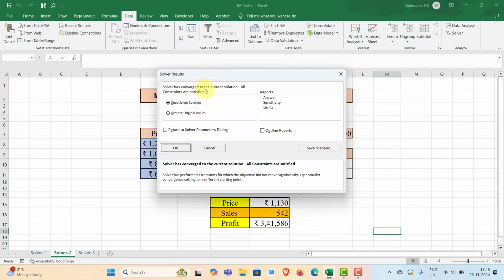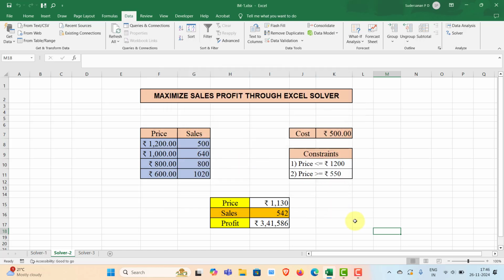So solver has converged to a current solution. All the constraints are satisfied. So you are getting the profit here. You want to keep the solver solution, so click OK. So you got the profit. And the price should be fixed at 1130, and you will get a sales of 542, and out of that the profit will be so much. So this is the maximum profit you can get out of the sales.